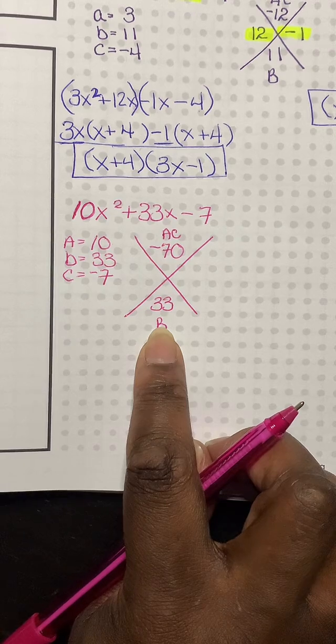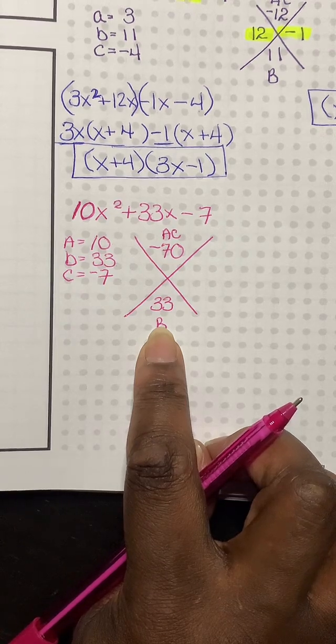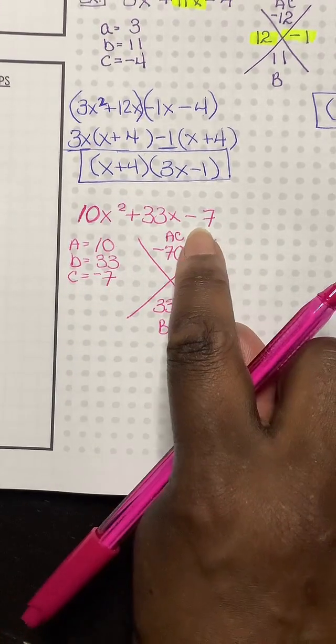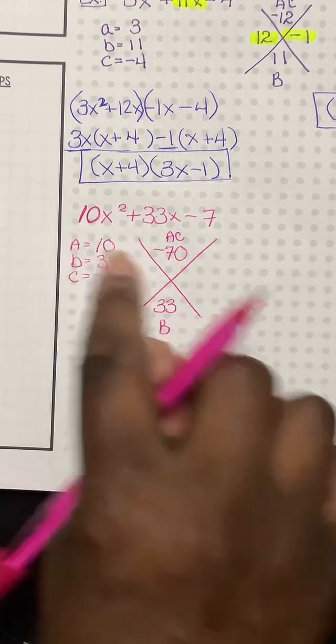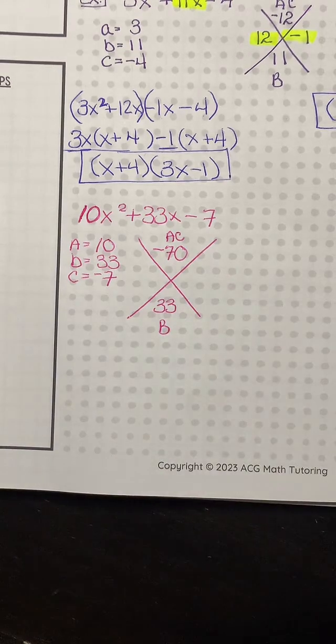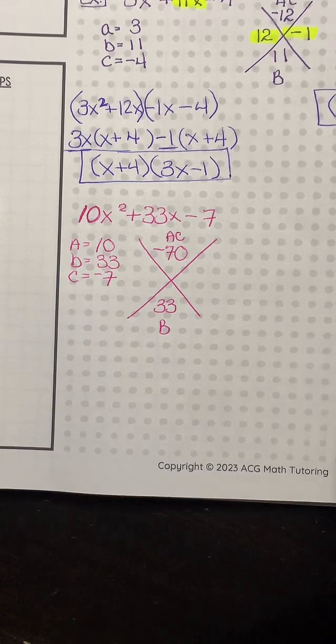Okay. How is it negative 70? Because we have a negative 7 times a positive 10, which gives us a negative 70. Not good with negatives? Well, we're going to have to learn that, because trust me, there's negatives everywhere we turn.